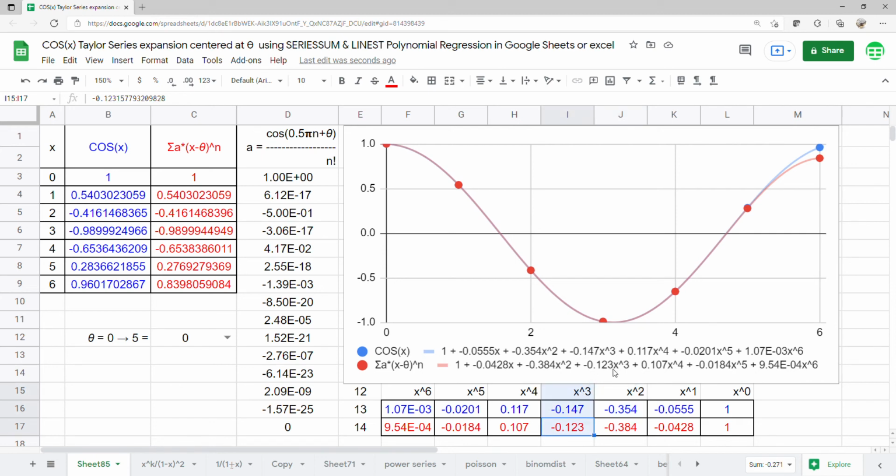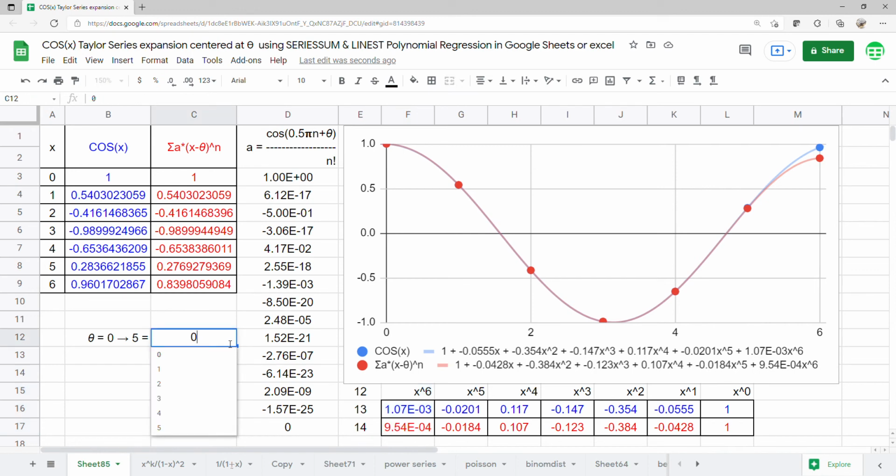Coefficient of x cubed, minus 0.147, minus 0.123. Coefficient of x to the fourth, 0.117, 0.107. Coefficient of x to the fifth, minus 0.0201, minus 0.0184. Coefficient of x to the 6, 1.07 times 10 to the minus 3, 9.54 times 10 to the minus 4.